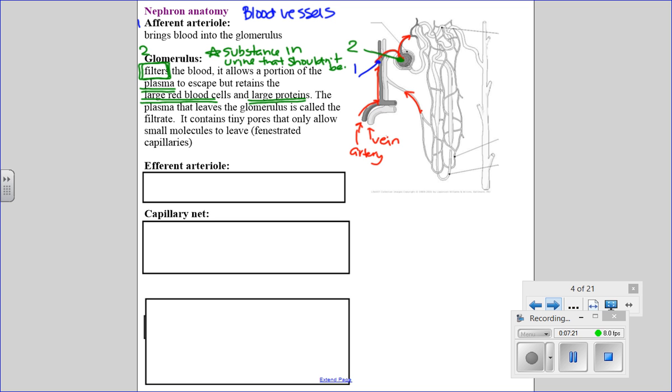Now, the plasma, so the liquid part of your blood that is leaving your blood and going into the nephron, is now called the filtrate because it's what got filtered.